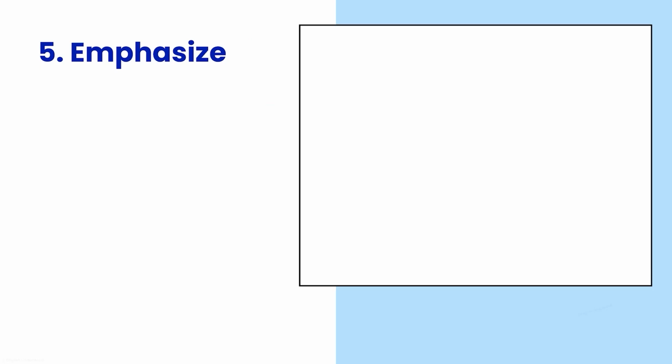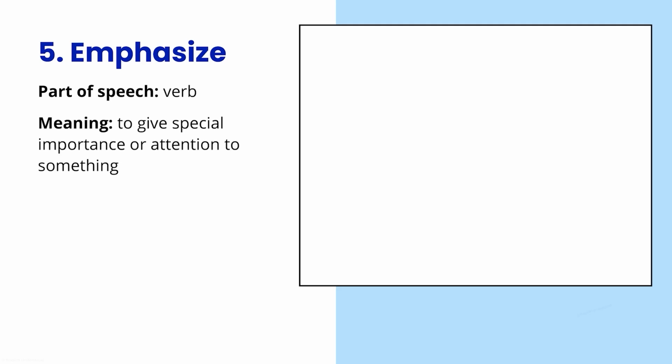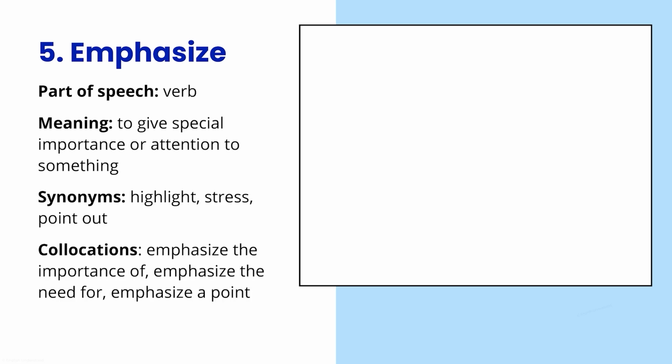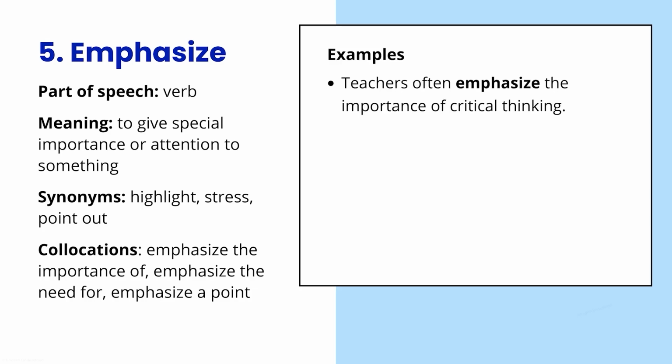Let's move on to word 5, which is emphasize. Emphasize is a verb, and it means to give special importance or attention to something. Synonyms: highlight, stress, or point out. Collocations: emphasize the importance of, emphasize the need for, emphasize a point. So if you emphasize a point, you're giving special attention to that point or to that thing.